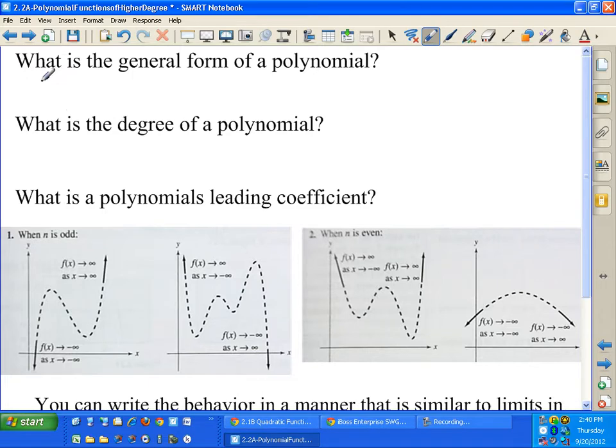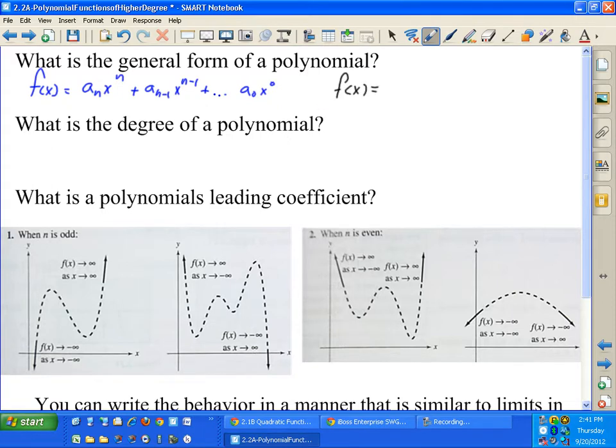So basically the general form of a polynomial function is f of x equals a sub n x to the n, plus a sub n minus 1 x to the n minus 1. So we're saying that we have a power, and then this could continue all the way down to a sub 0 x to the 0 power. And so that would end up giving me a polynomial function.